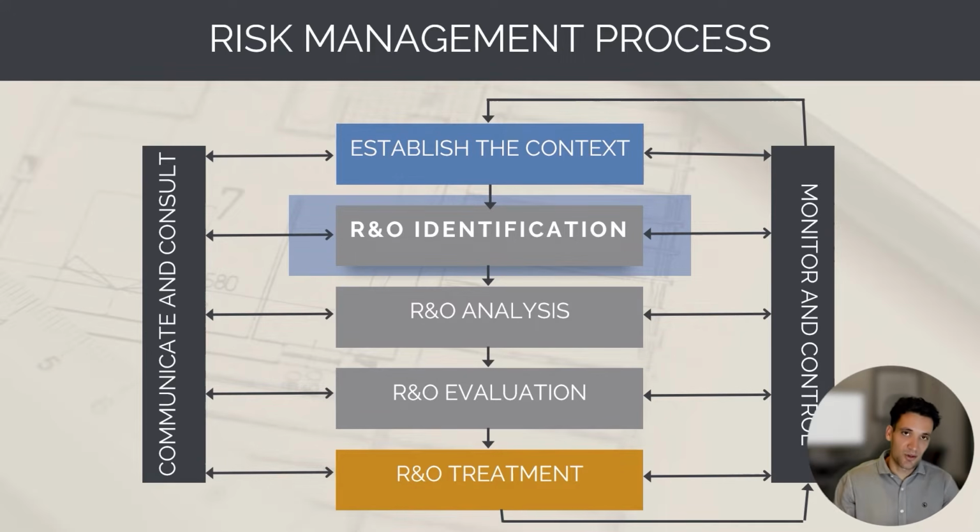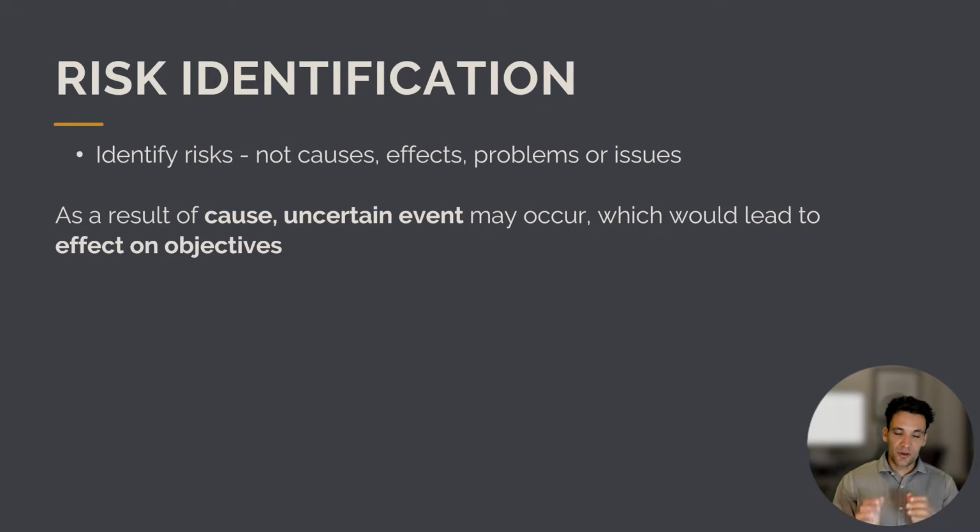The next thing we need to do is identify the risk. We need to identify the sources of uncertainty that matter to the project. It's critically important when we're identifying risks that we're identifying risks. We're not identifying causes, we're not identifying impacts, and we're not identifying problems or issues. When we define a risk, for any risk, we should be able to express it in the following sentence. As a result of a specific cause, an uncertain event may occur which would lead to an effect on objectives.